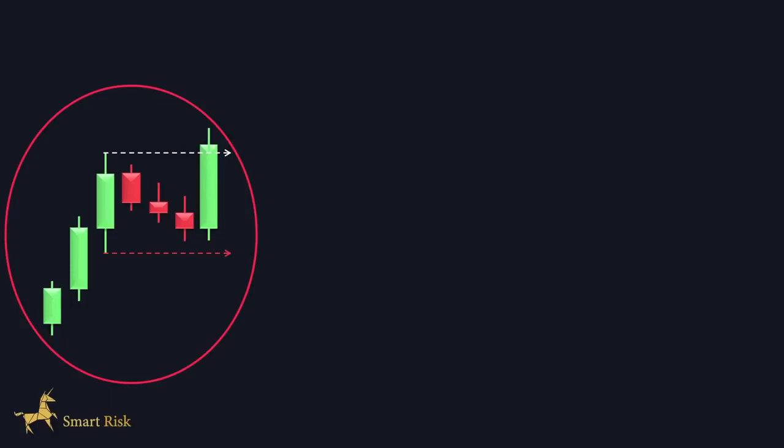However, it does not qualify as a valid pullback, because none of the bearish candles has broken the lowest point of the preceding bullish candle or swept its liquidity. Consequently, we consider this candle sequence as a bullish single impulse move.